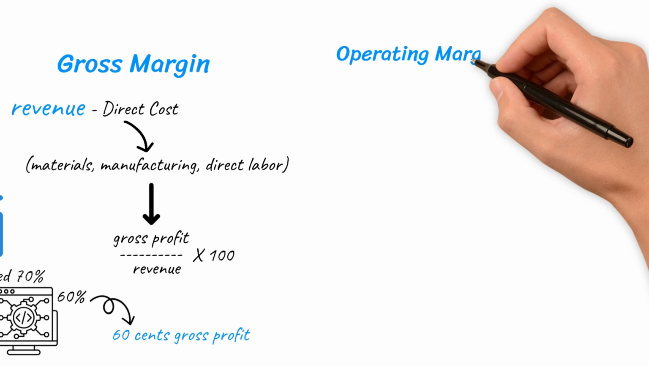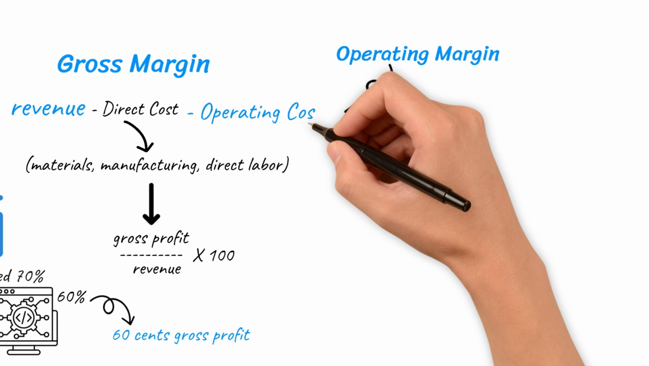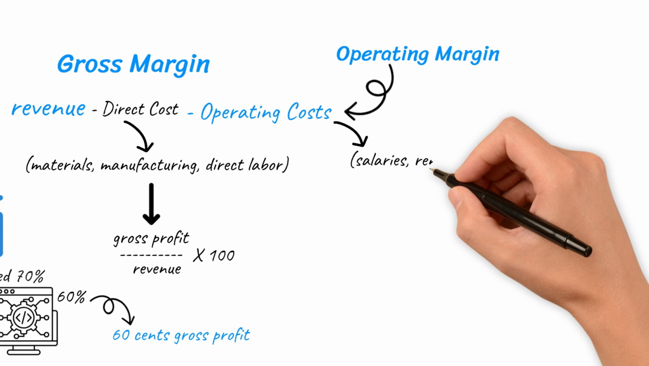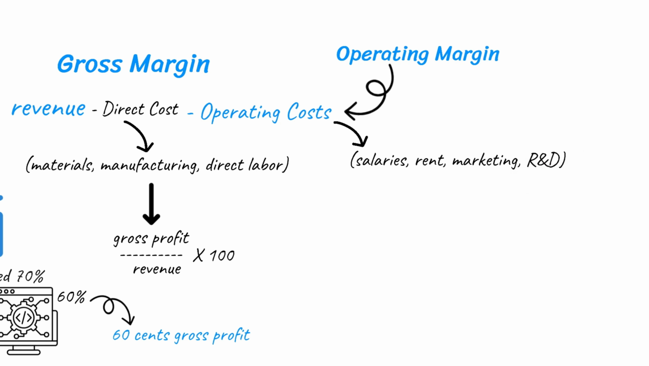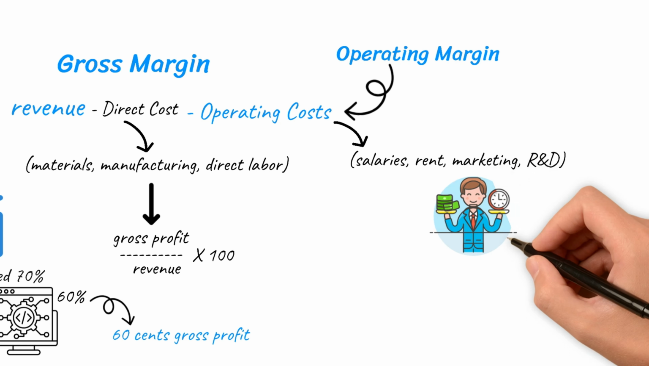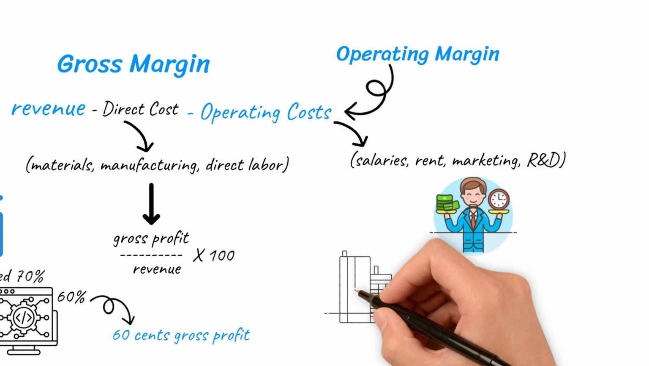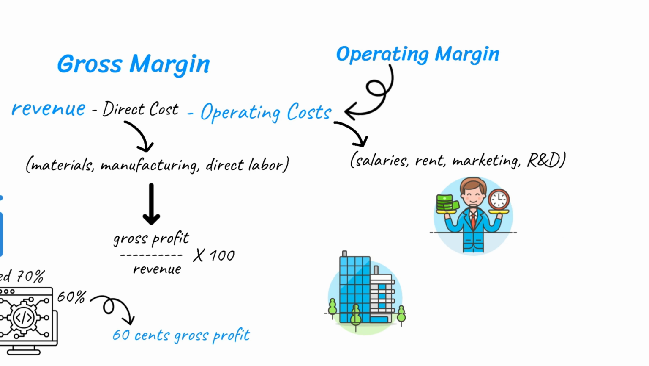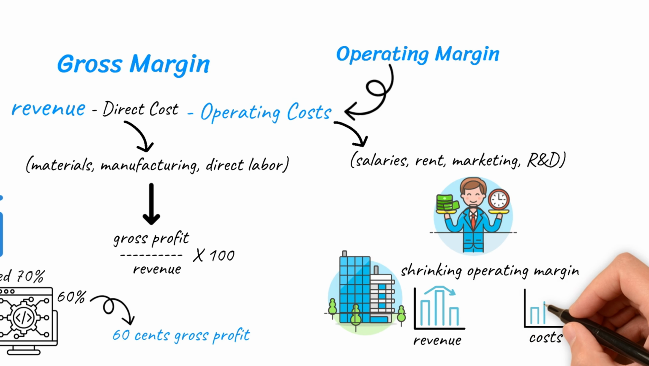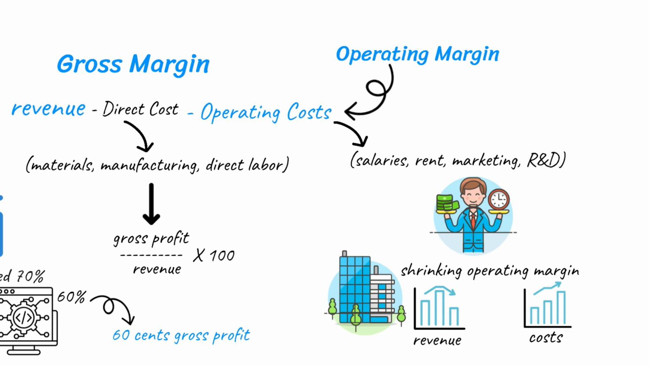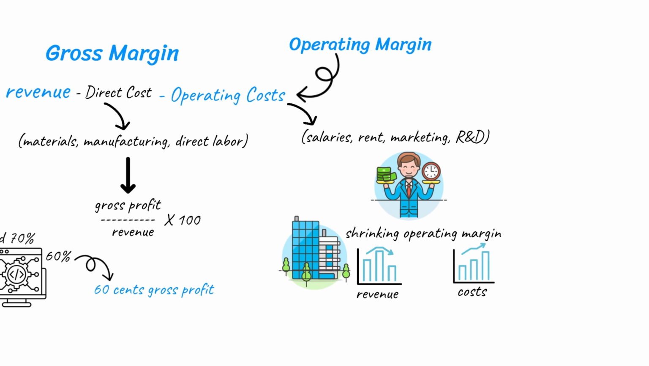Operating margin goes further. It subtracts all the operating costs: salaries, rent, marketing, R&D, and tells you how efficiently the entire business runs, not just the product. A company with a great product but a shrinking operating margin over multiple years is a company where costs are quietly growing faster than revenue. That gap eventually catches up.